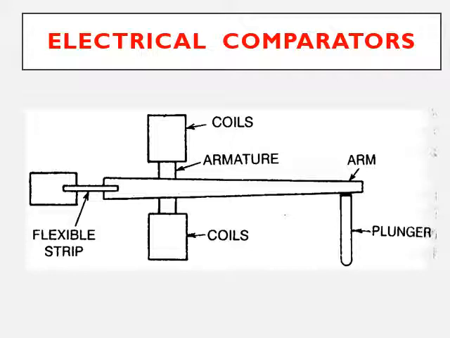When the movement is given to the plunger, upward or downward, it causes a variation in the arm, which is going to cause a change in the resistance or inductance. This will cause a change in the EMF generated, because there will be an imbalance in the Wheatstone bridge, and the change in the EMF can be calibrated in terms of the movement of this plunger.